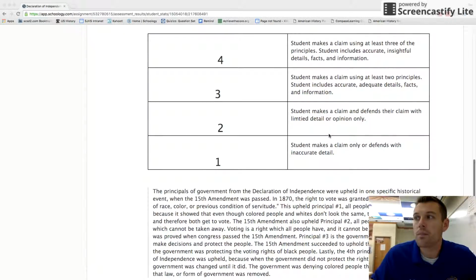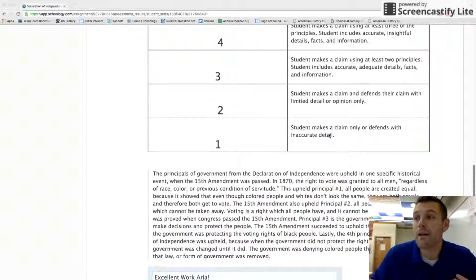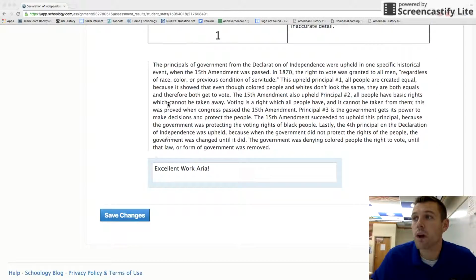All right, things that I like about Heinemann's response. I'm just going to walk through it. It says the principles of government from the Declaration of Independence were upheld with one specific historical event, when the 15th Amendment was passed. I know her event, and that's exactly what it is. She says the principles were upheld during that. Now she has to go on and prove that.